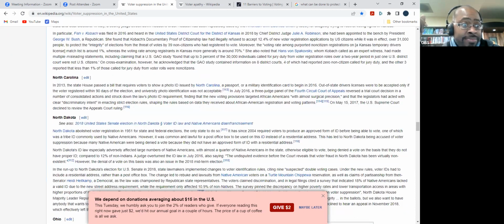In North Carolina, in 2013, the state house passed a bill that required voters to show a voter ID issued by North Carolina, a passport or a military identification card, beginning in 2016. Out-of-state driver's licenses were to be accepted only if the voter registered within 90 days of the election, and university photo IDs were not accepted. That was struck down in July of 2016.